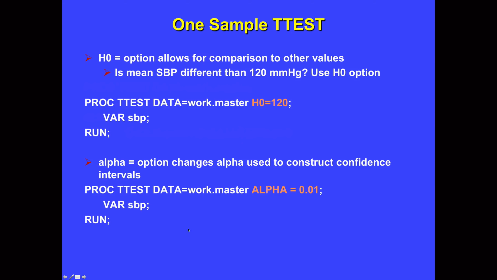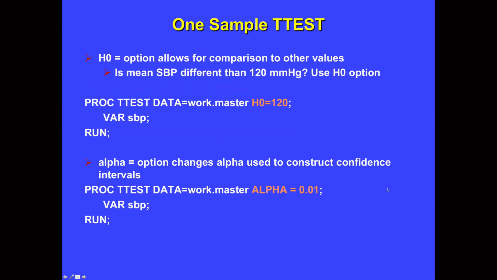And then similarly, you could also change the alpha, which will change the type 1 error rate, and that's done simply by specifying alpha equals whatever alpha you choose. The default in SAS is 0.05, so in this example we would be changing it to 0.01. And what this really changes in the output, as we'll see, is the confidence intervals. By specifying alpha equals 0.01, we will now have 99% confidence intervals as opposed to 95% confidence intervals.